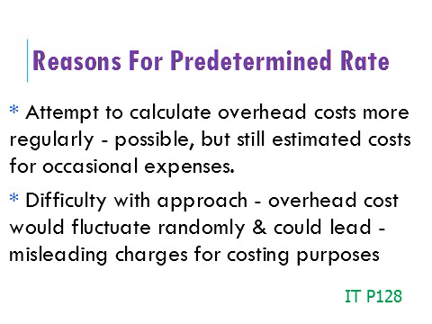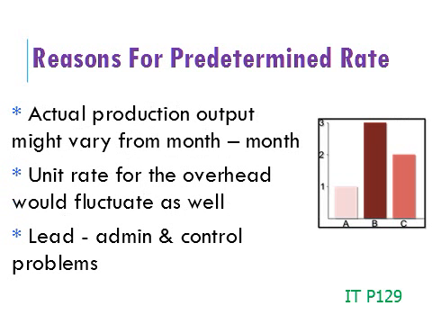The difficulty with this approach is that the overhead cost would fluctuate randomly and could lead to misleading charges for costing purposes. Actual production output might vary from month to month, so the unit rate for the overhead would fluctuate as well, which would lead to administration and control problems.